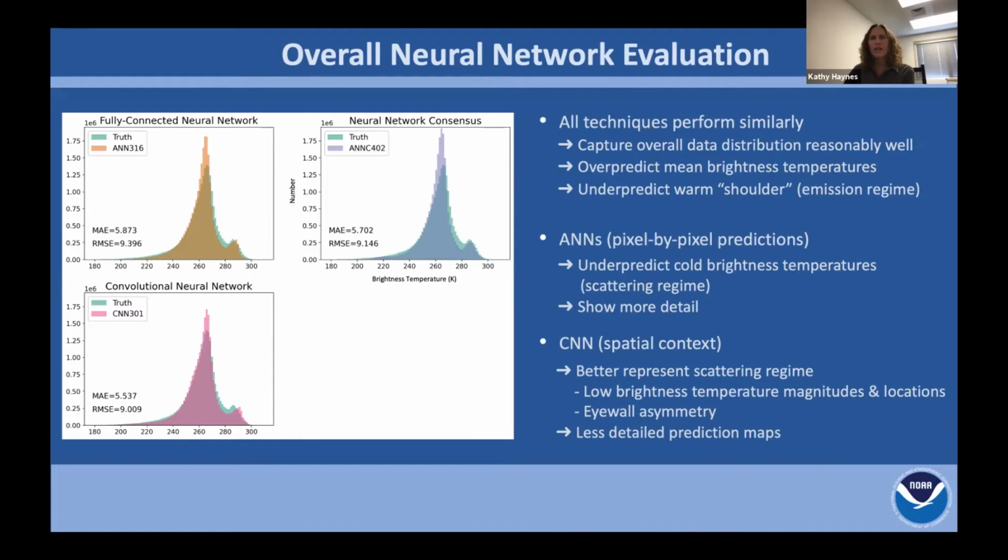If we focus on the ANNs, or the fully connected neural networks, which are our pixel by pixel predictions, we see that these actually underrepresent the cold brightness temperatures. However, as we saw from the images that I previously showed, these tend to show more detail in the maps that they produce. If we then look at the CNN results, by taking into account spatial context, they are able to better represent the scattering regime. Therefore, they more accurately represent the low brightness temperature magnitude and locations. And in some of the cases, they were also more accurately able to predict the eyewall asymmetry. However, they produced less detailed prediction maps.